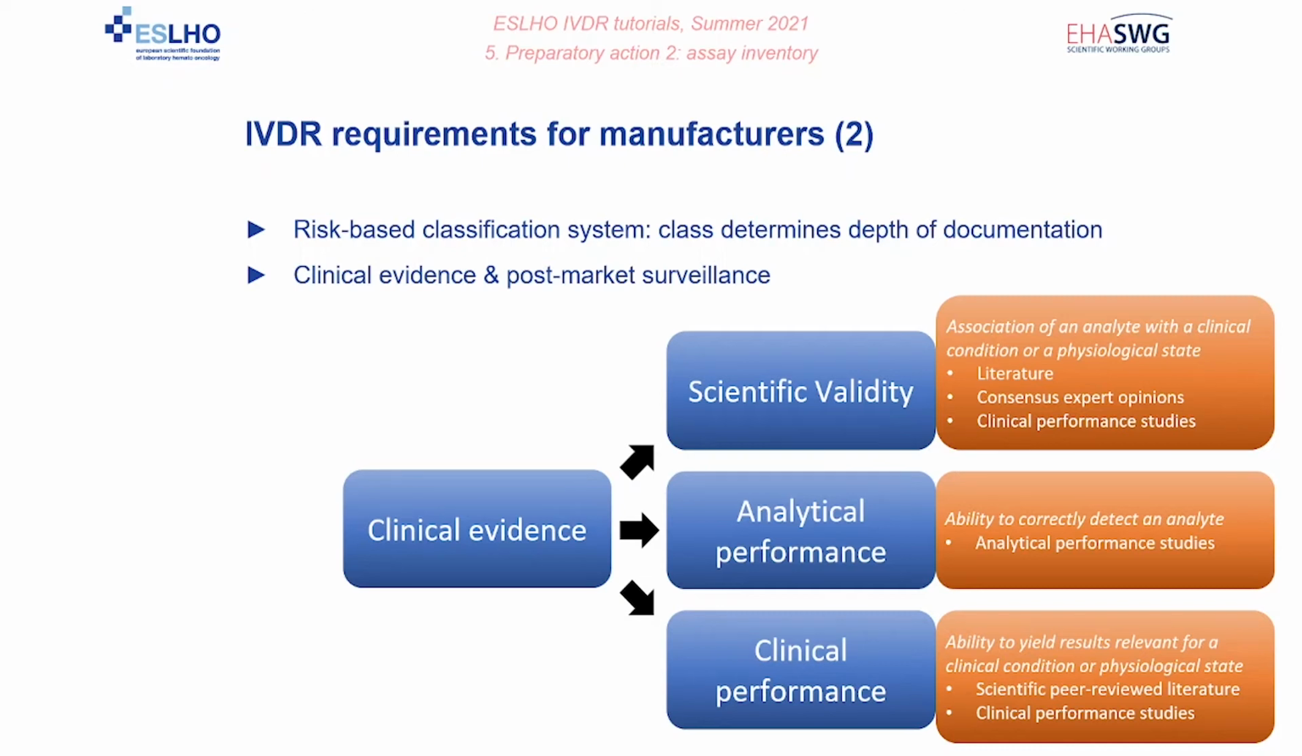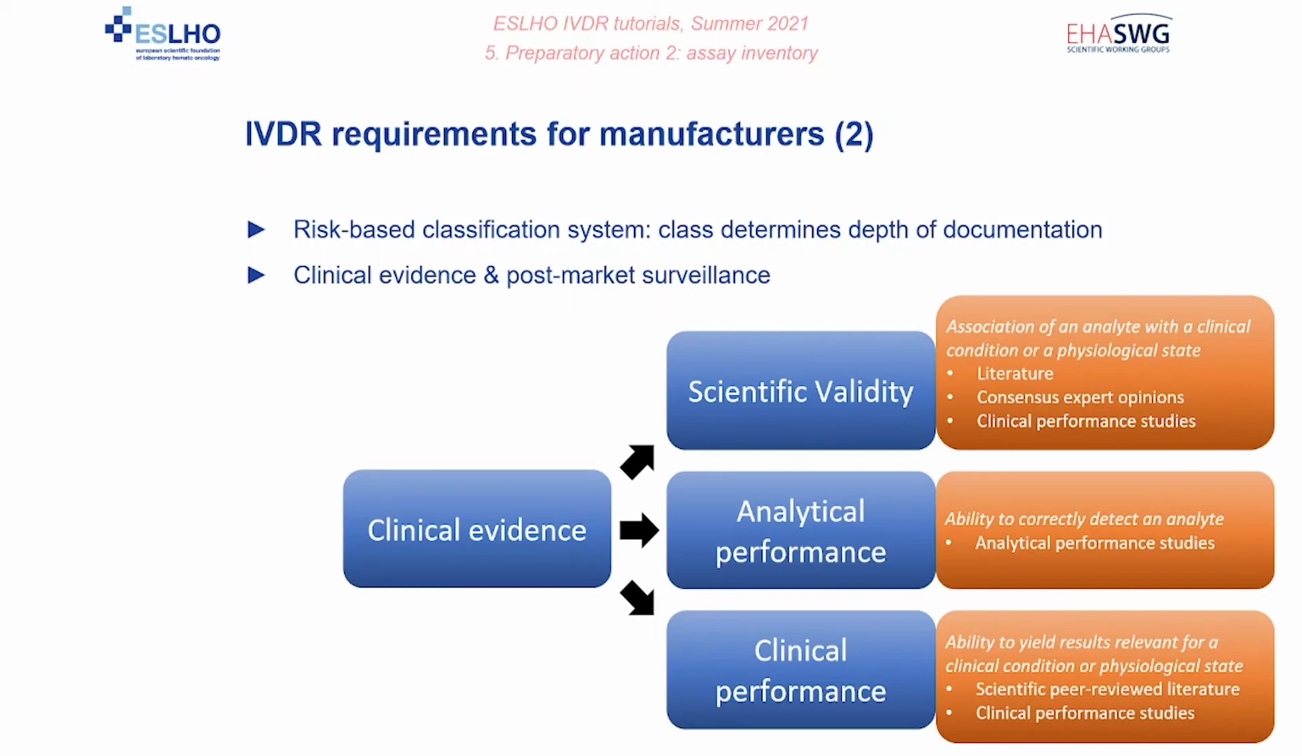Clinical performance is a new requirement. It can be based on published literature. So, in first instance, a manufacturer will review the literature to see which studies have been performed with their devices. In case the available data is not sufficient to support the clinical performance requirement, they will need to set up new clinical performance studies to collect the required data. This can be a major effort for manufacturers.